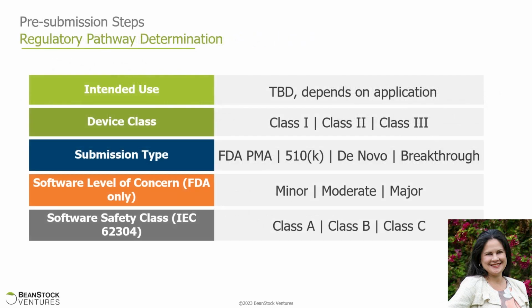So how does one determine the regulatory pathway? One is starting with a well-defined, well-scoped intended use statement, followed by your device classification type. These two items will determine then your submission type. Included in that is your software level of concern if your product includes software, which is classified as minor, moderate, and major.